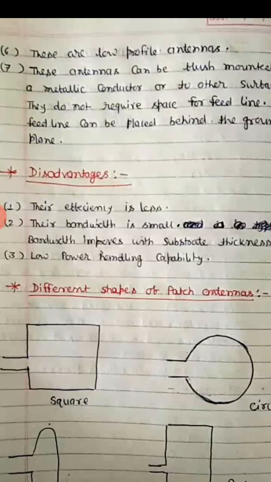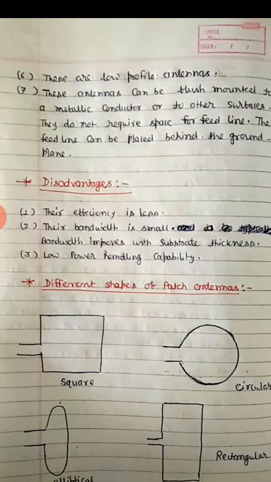Disadvantages: the antenna has low efficiency and small bandwidth. However, the bandwidth can be improved with substrate thickness. It also has low power handling capabilities.